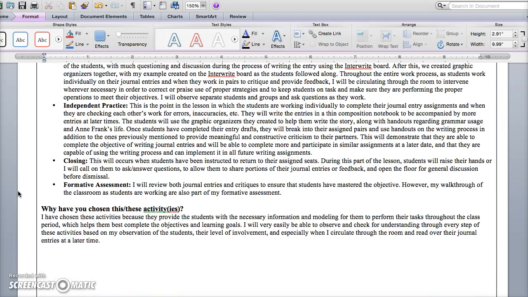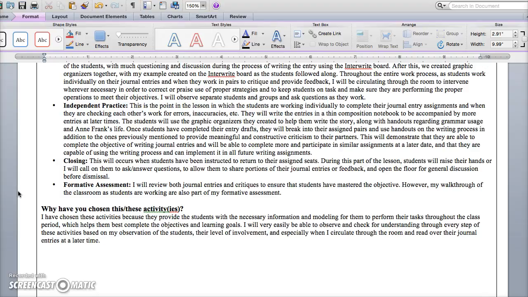Independent practice. This is the point in the lesson in which students are working individually to complete their journal entry assignments and when they are checking each other's work for errors, inaccuracies, etc. They will write the entries in a thin composition notebook to be accompanied by more entries at a later time. The students will use the graphic organizers they created to help them write the story, along with handouts regarding grammar usage and Anne Frank's life.